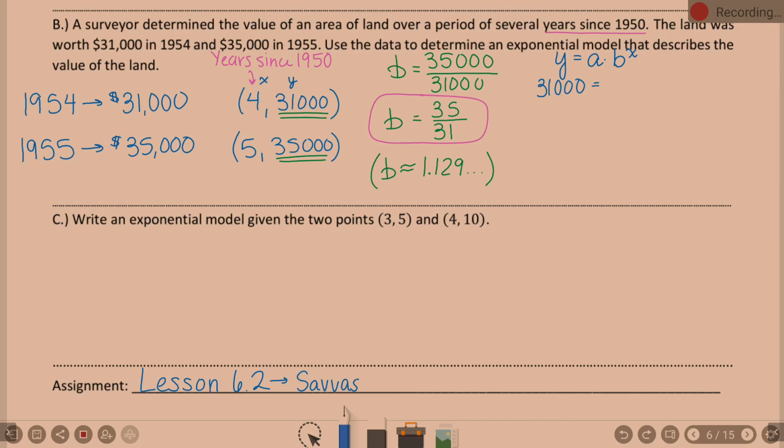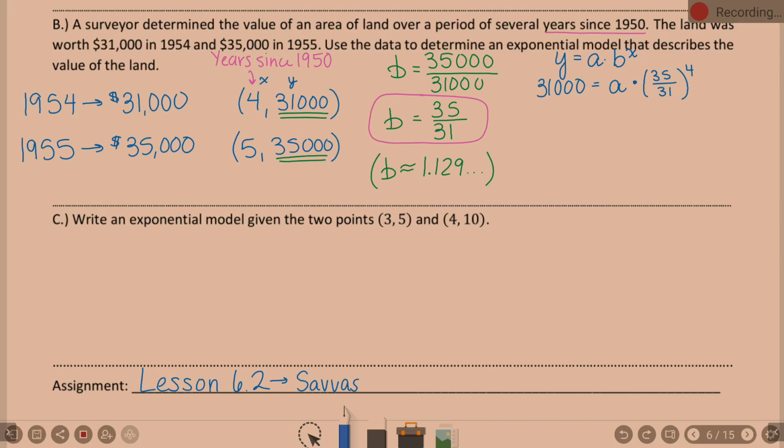equals A, which I'm trying to find, times B, which I'm going to use 35 over 31, raised to the X, which is 4. Okay. This is where the calculator is going to come in handy.